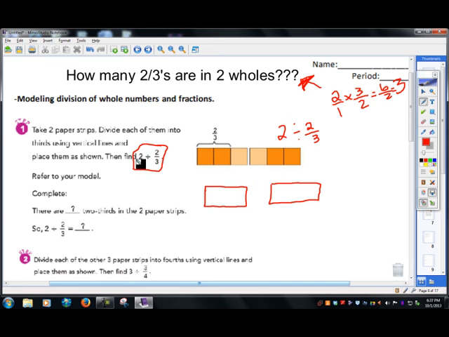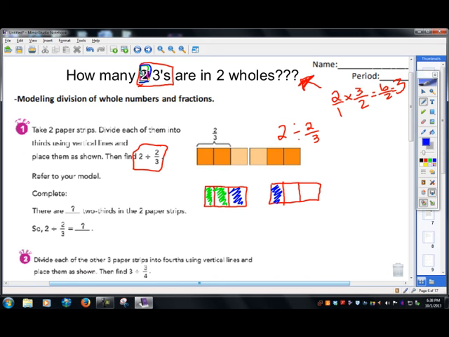Well, let's do it. 2 is being divided by 2/3, so I want to know how many 2/3 divisors are in 2 wholes. So I go through here. I'm going to first of all cut it into thirds, like they did up there. Now let's start asking the question, how many 2/3? So how many groups of 2, in other words? Okay, we're looking for groups of 2. 1, 2. 1, 2. Get it, guys?